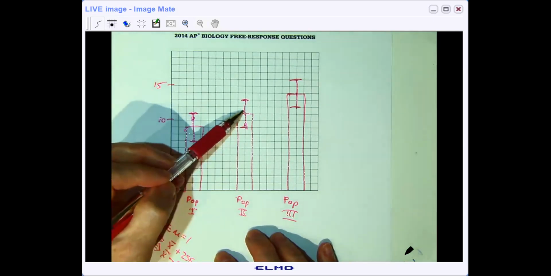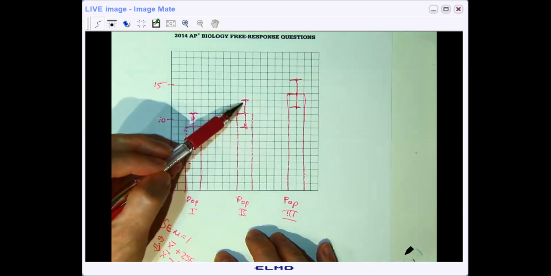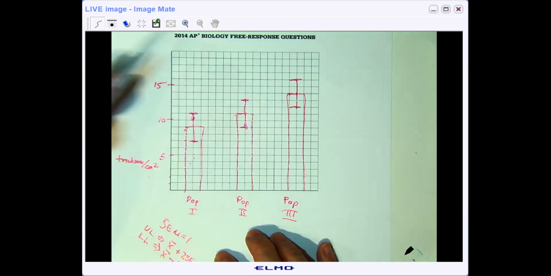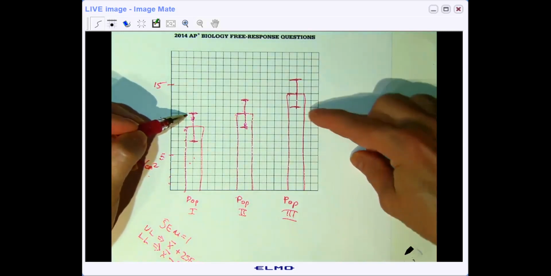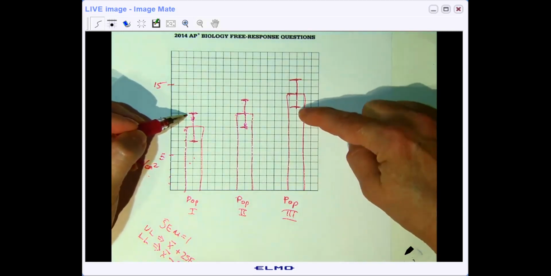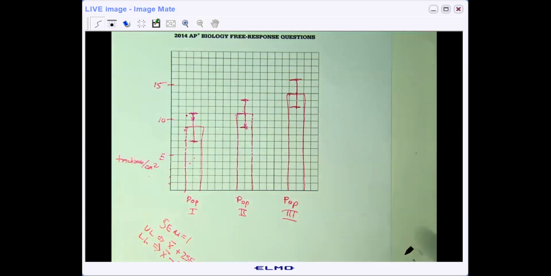Same thing if we look at population 2 and compare it to population 3, their confidence intervals overlap as well. However, if we look at population 1 and compare it to population 3, their 95% confidence intervals do not overlap. So we can say there is a statistically significant difference between populations 1 and 3.